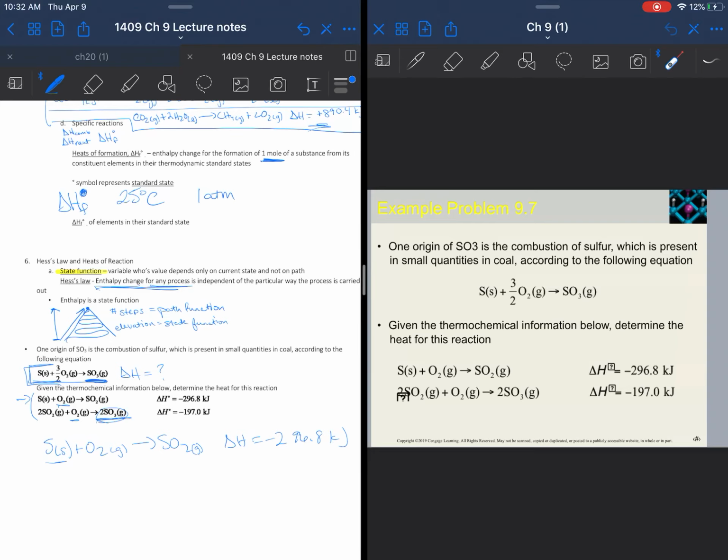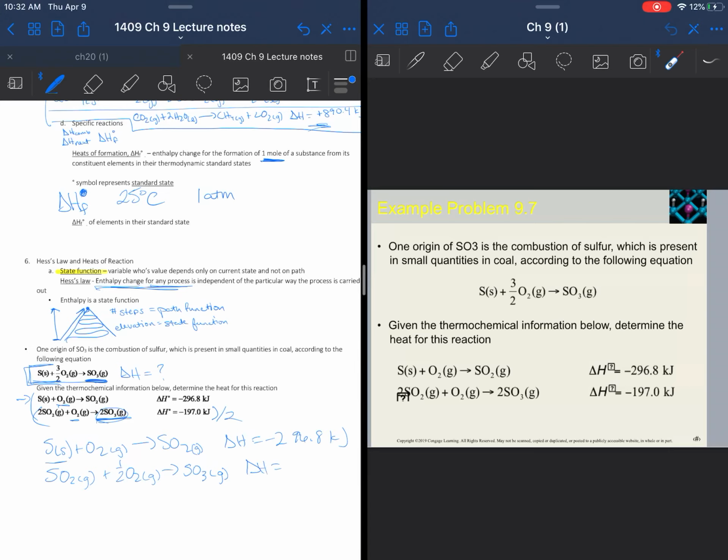Now, in the next part, we see sulfur trioxide right here, but in the reaction that we are focused on, we want there to be 1 mole of sulfur trioxide. In the data that we're given, we have 2 moles. So we need to manipulate that first before we add them together. If I'm going to divide this by 2, I have to divide the whole equation by 2.